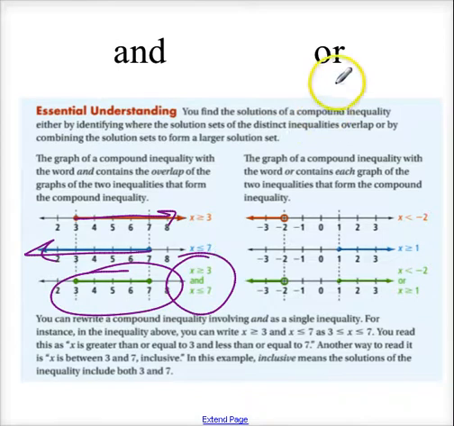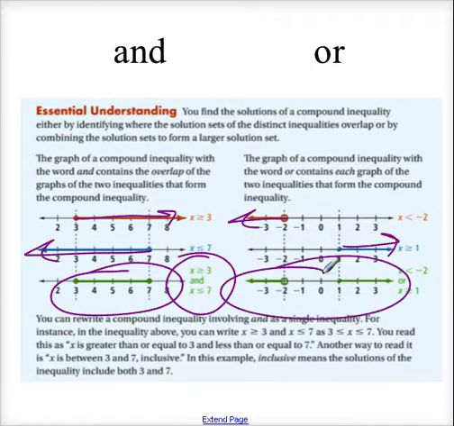In an or compound, your graphs are not going to touch. They don't have any common space. So like x is less than -2 goes this way, x is greater than 1 goes that way. Notice they don't touch at all, so you would graph it like that. They go in two directions.